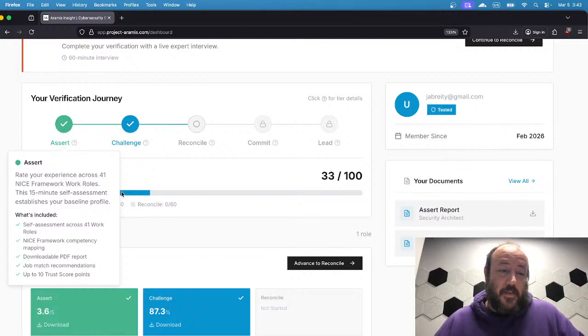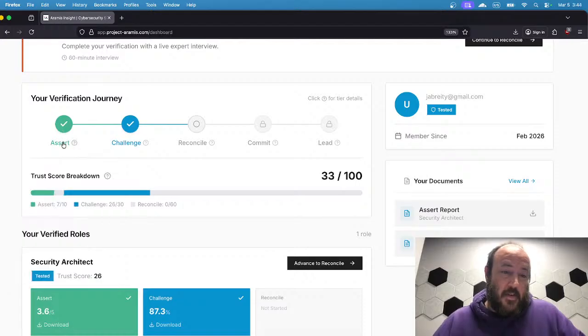The 15-minute self-assessment questionnaire establishes your baseline profile. Insulting your intelligence any further would probably be slightly rude, but suffice it to say, there's a report that comes with it, job match recommendations, and up to 10 trust score points. So I received 7 out of 10. So you figure a 70%.